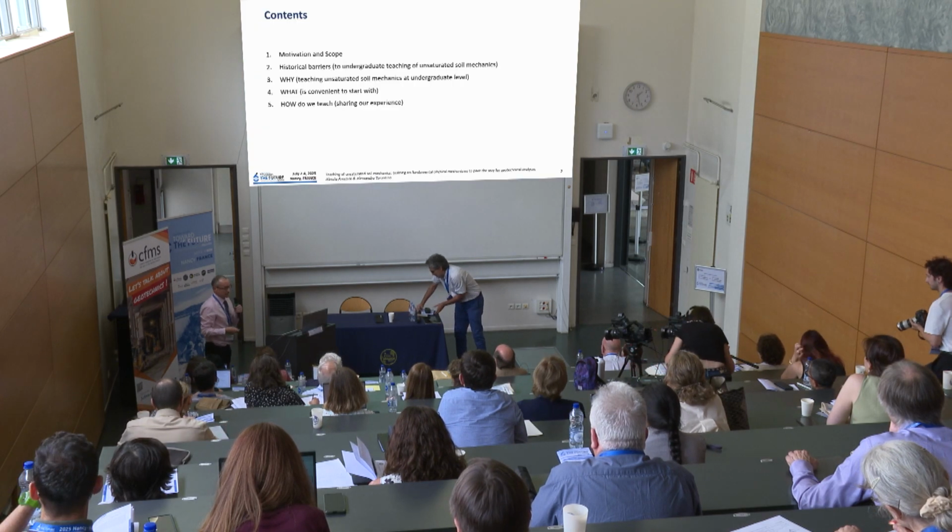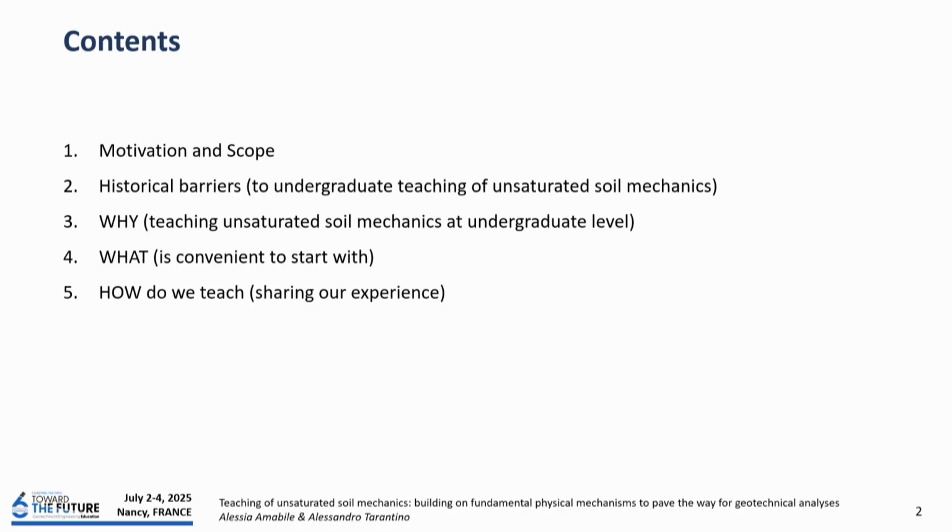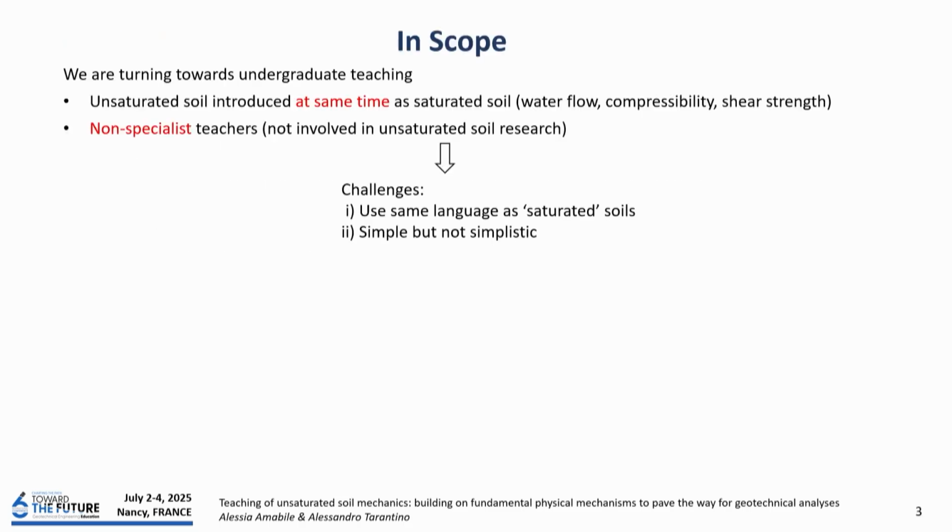So 5 points I'm going to touch: motivation and scope, historical barriers to undergraduate teaching, why teach unsaturated soil at undergraduate level, what is convenient to start with, and how do we teach, which is sharing our personal experience.